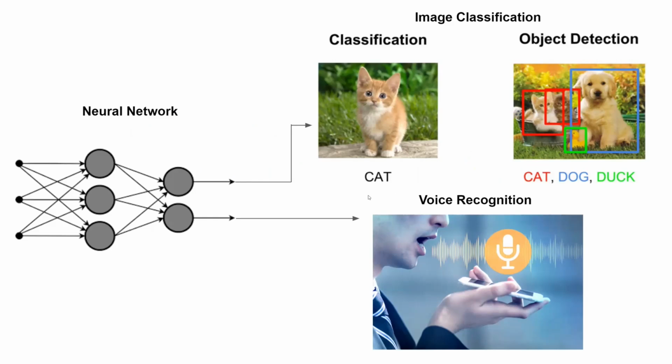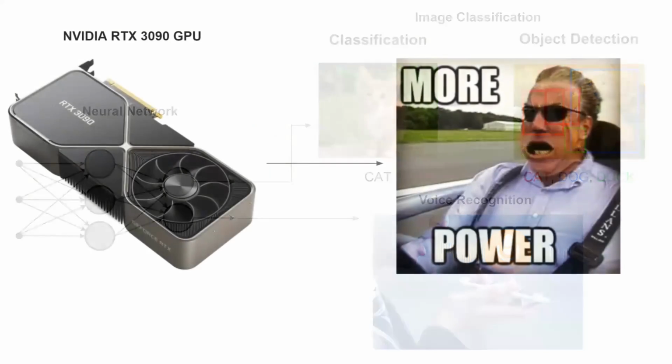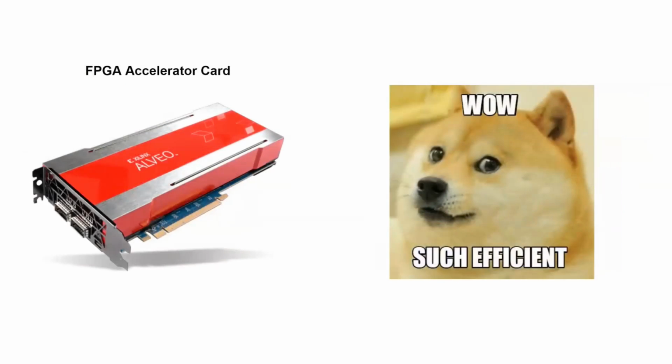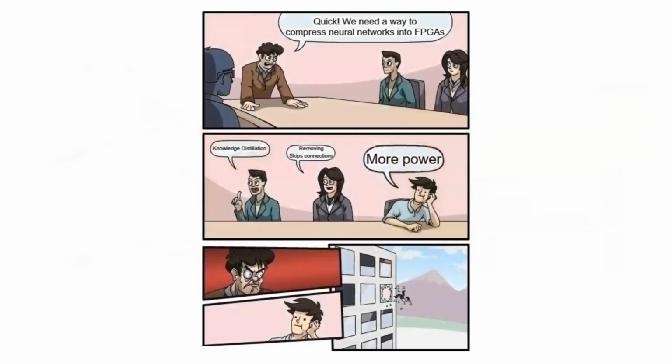Neural networks are used in a lot of applications, like object identification and voice recognition, but usually require power-hungry GPUs. Field Programmable Gate Arrays, or FPGAs, are an alternative that uses less power. But FPGAs have limited resources. We need to compress neural networks somehow to get them to fit into FPGAs.